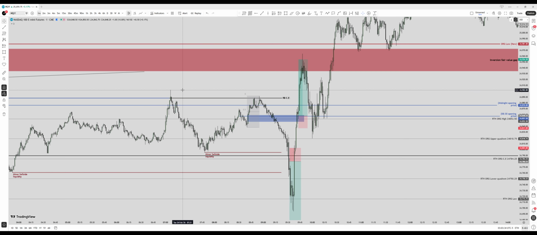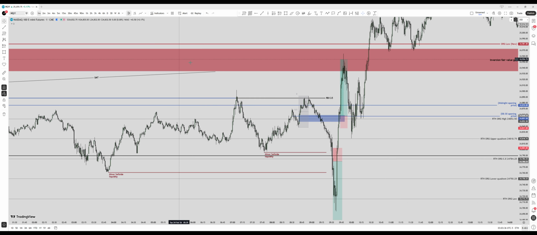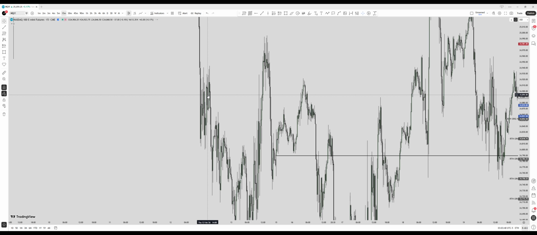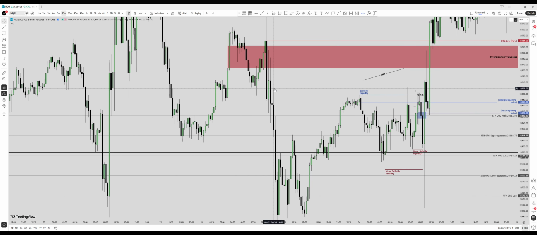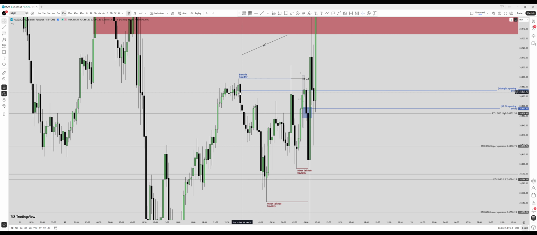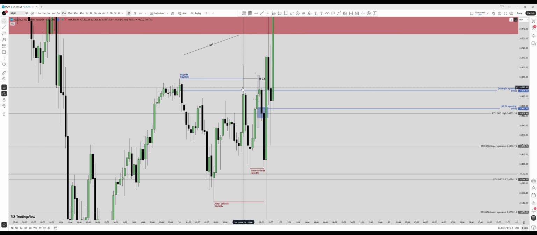So we also have this rejection block right here on the 15 minutes. If I just remove these, if we go to the 15-minute time frame again, when we took out this buy side liquidity right here, we came all the way back to the consequent encroachment of this rejection block right here, and then we dropped lower.